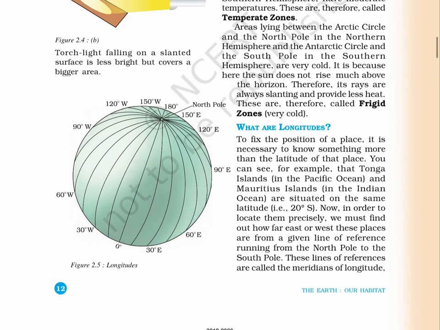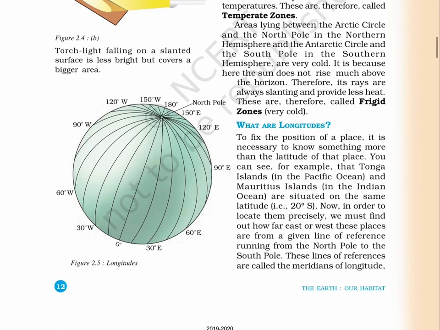Now, in order to locate them precisely, we must find out how far east or west these places are from a given line of reference running from the North Pole to the South Pole. These lines of reference are called the meridians of longitude, and the distances between them are measured in degrees of longitude. Here in figure 2.5, we see longitudes.